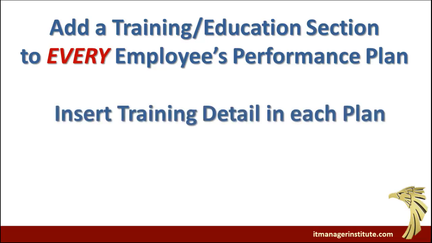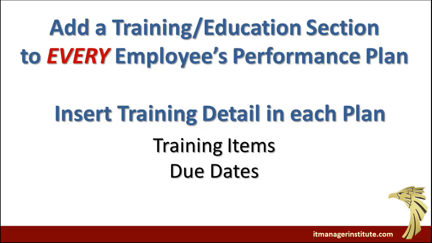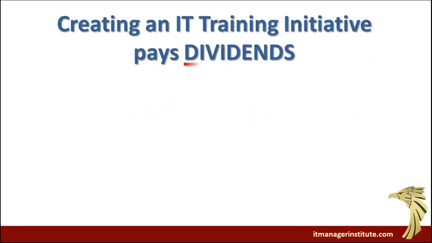And when you get that in place, you want to insert the training detail in each plan of the objectives that you've identified. So if you've got Bob Smith and you've identified you're going to send him to 3 classes, a couple of general classes, and maybe he's going to go to lab, put those into his performance plan, his annual performance plan, and then put training dates on there. So put in the training items and then the due dates in the plan, and it'll make it happen.